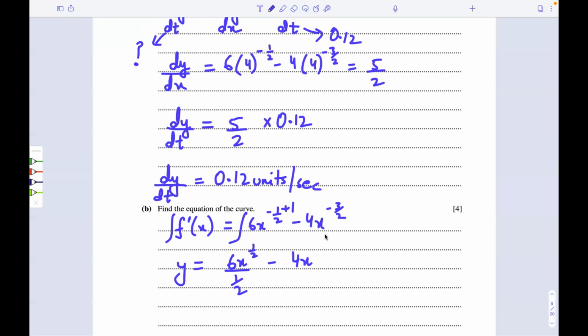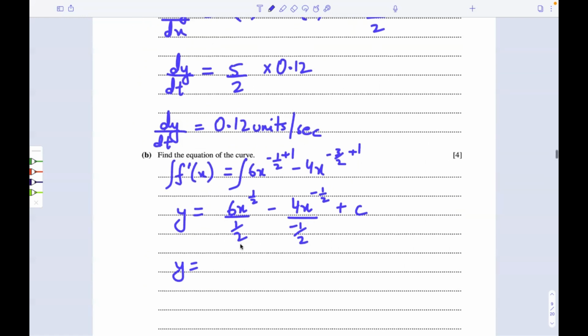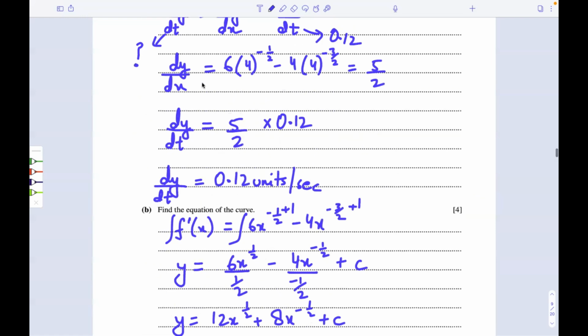So when we add 1 to minus 3 upon 2, we get negative half, and then we divide this by negative half. Simplifying this, we get y is equal to, and we always have to put a plus c here. So we get 12x to the power 1 upon 2 plus 8x to the power negative 1 upon 2 plus c. Now to find the value of c, we substitute the point 4, 7 into the equation.